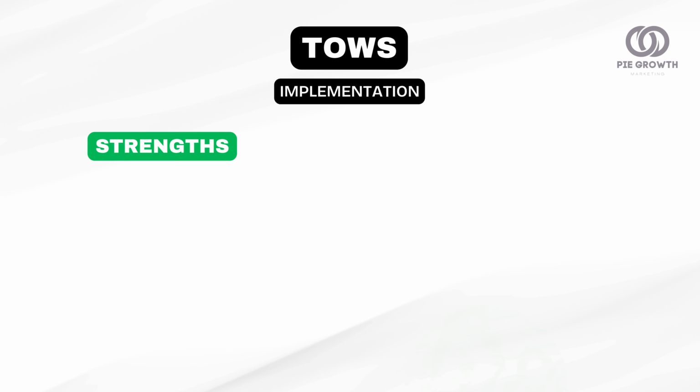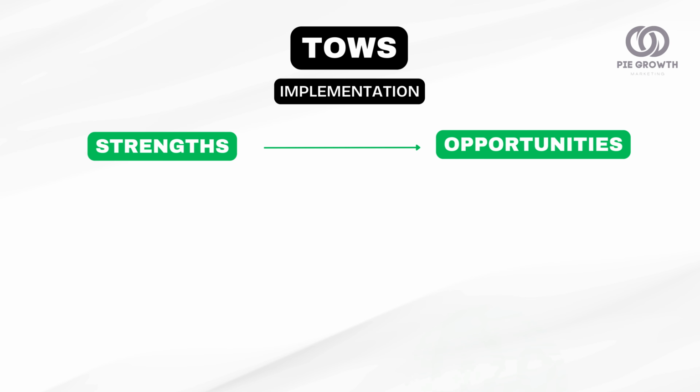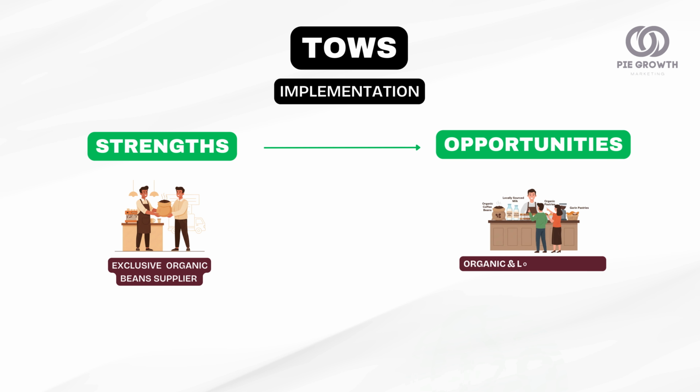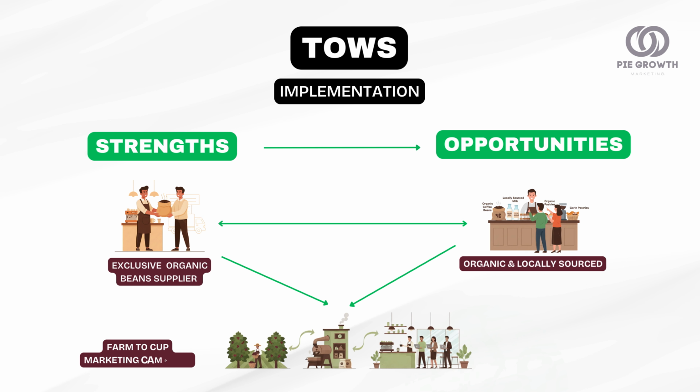First, we match strengths with opportunities, as we know that we have amazing coffee beans, which is our strength, and at the same time people are increasingly looking for organic products, which is an opportunity. By connecting these two, the strategy becomes clear. Launch a farm-to-cup marketing campaign to highlight our organic beans and attract new office workers.